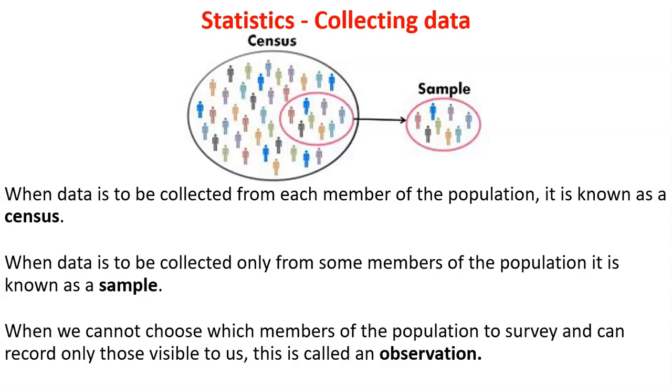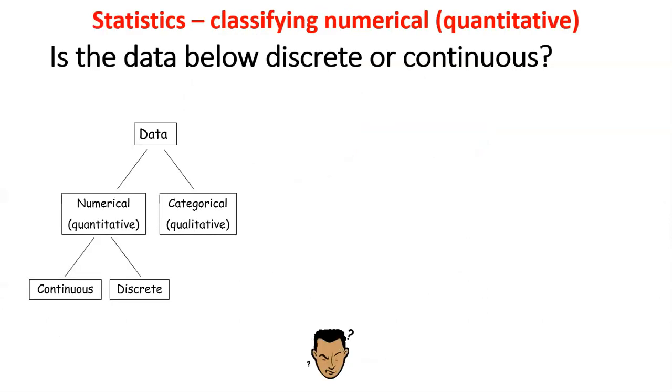And the last one here is that when we cannot choose which members of the population to survey and can record only those visible to us, this is called an observation. So we have a census, which is absolutely everyone, a sample, which is usually a sample that we've identified that we want to focus on, or we can have this idea of an observation, and we'll go through some of these examples later on. This is another handout that I've got prepared for you, so you don't need to copy this down if you've got access to a printer. If you don't have access to the printer, please pause and copy this. I'm going to move on.